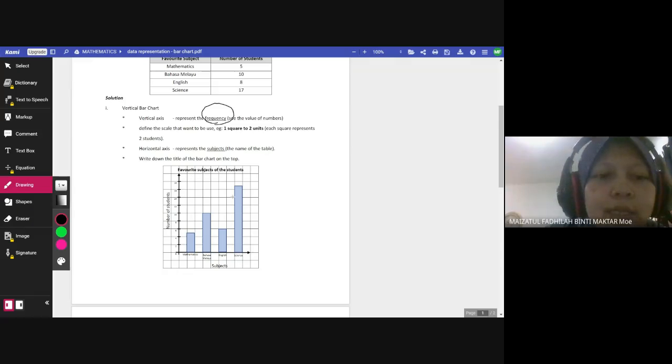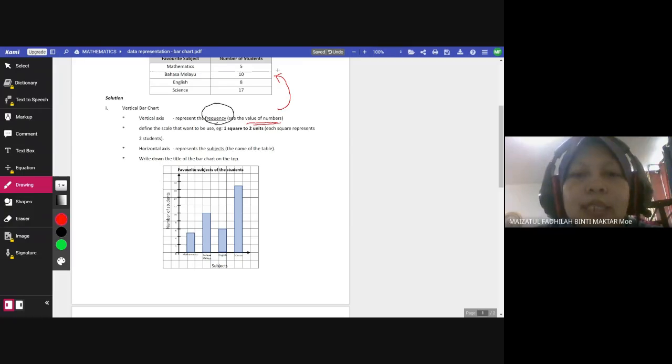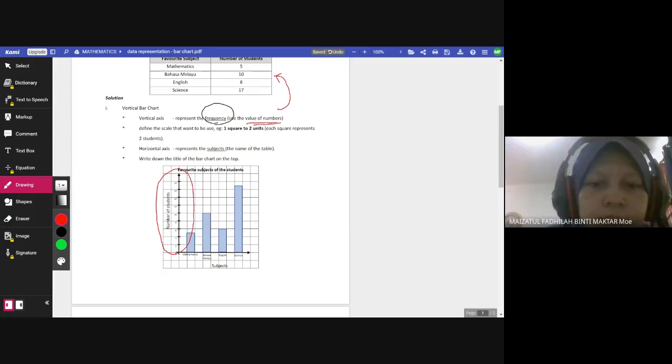How do you define the frequency? You just see the value of the number from the table here. So this is the vertical one.